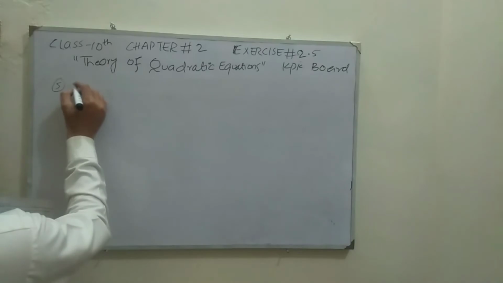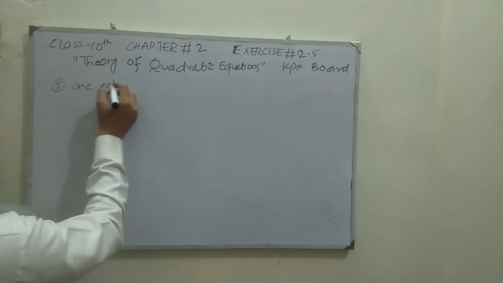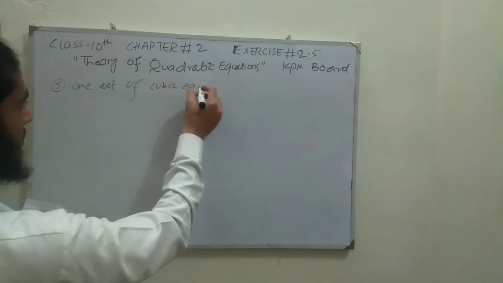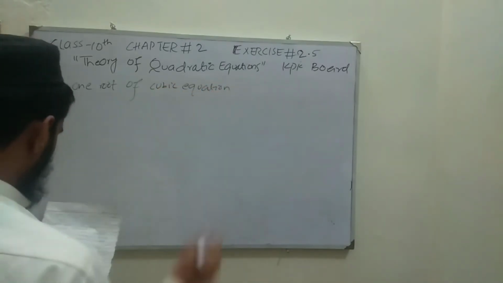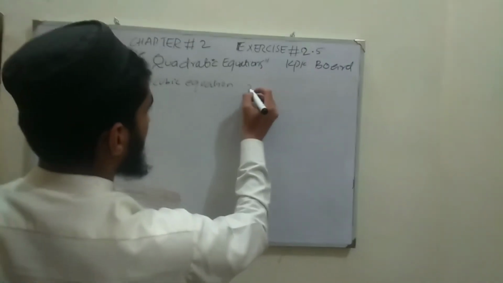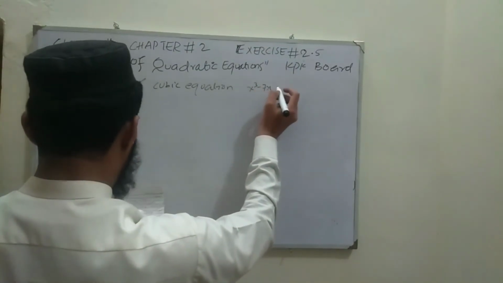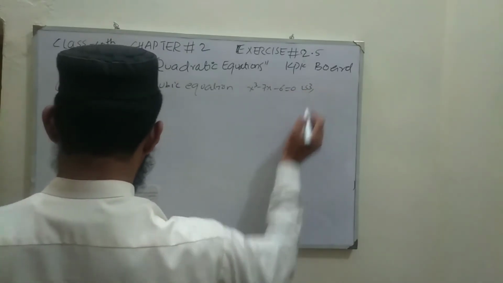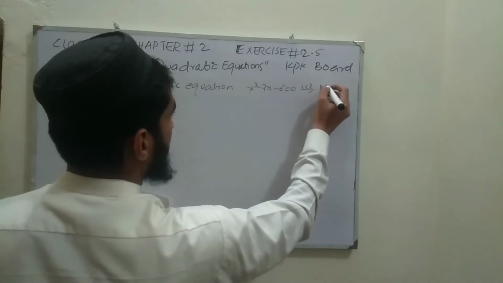One root of a cubic equation x raised power 3 minus 7x minus 6 is equal to 0 is 3. Use synthetic division, find other roots.